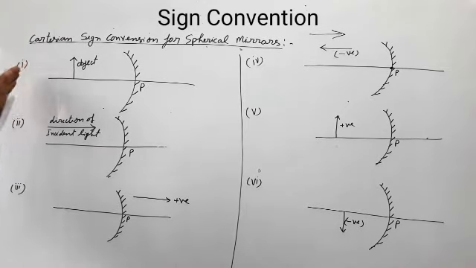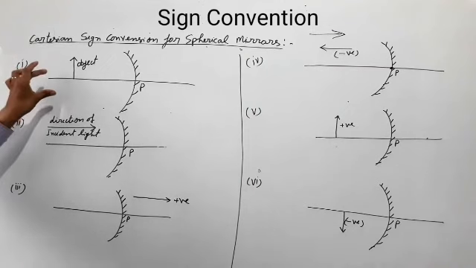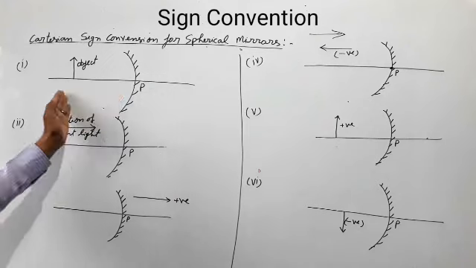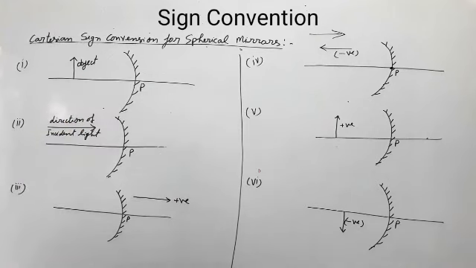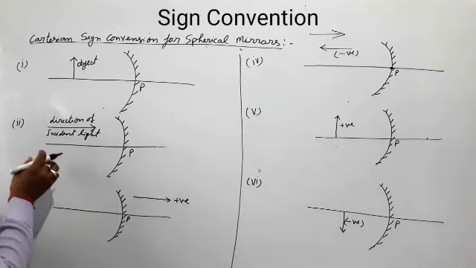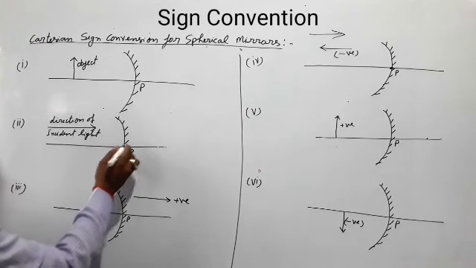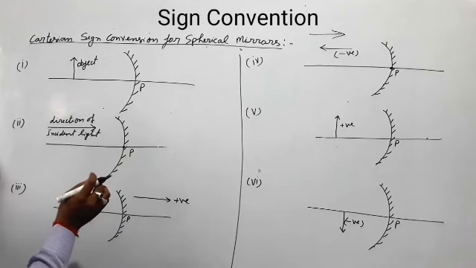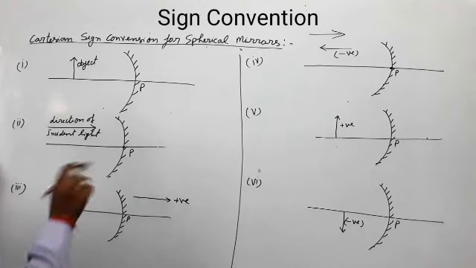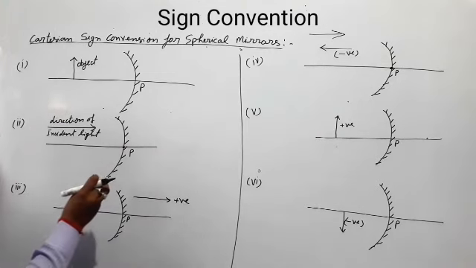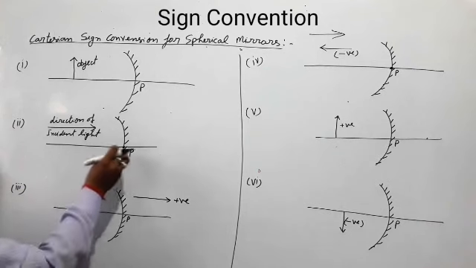The first part says that all the objects should be placed on the left side of the spherical mirror. This is the first law. Now the second law says that the direction of incident light should always be from left to right. In this law we also explain that all the distances will be measured from the pole.